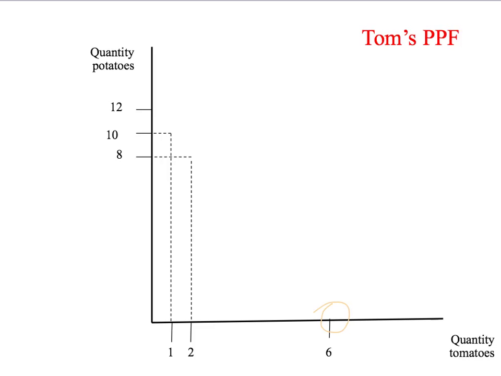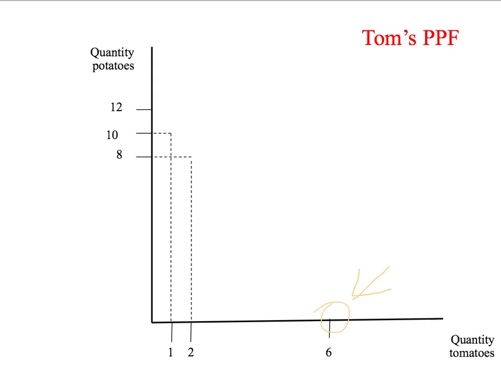Notice that at that point we have 6 kilograms of tomatoes, but we have 0 kilograms of potatoes. So this bundle is just another point on Tom's production possibilities frontier. And we can keep going. Tom could, for example, produce half a kilogram of tomatoes, and if he did that, he could produce 11 kilograms of potatoes. Or he might decide to produce 5 kilograms of tomatoes, in which case he could produce 2 kilograms of potatoes. And we can keep going, working out what Tom can produce in his 48 hours.